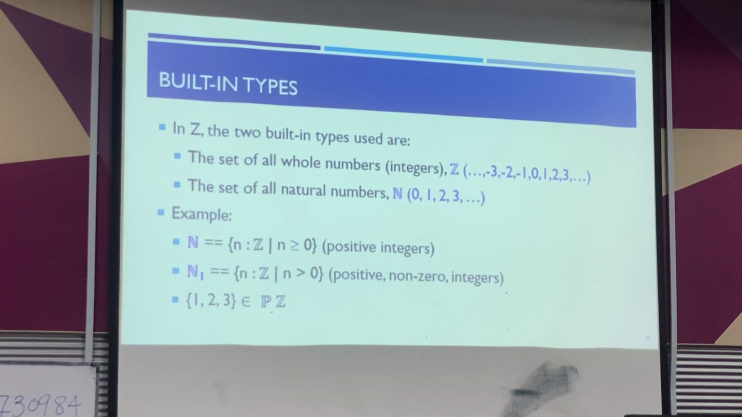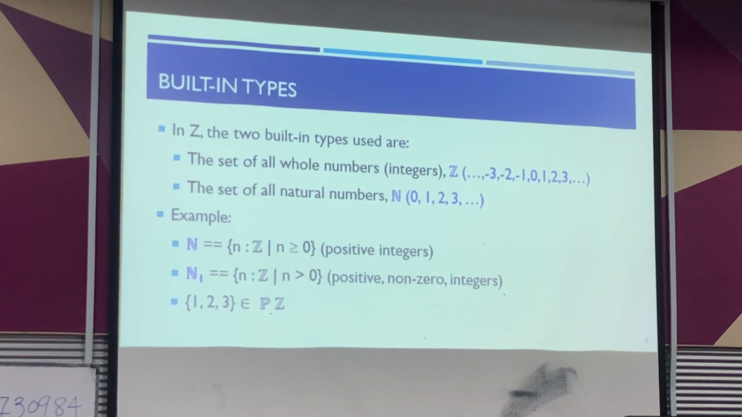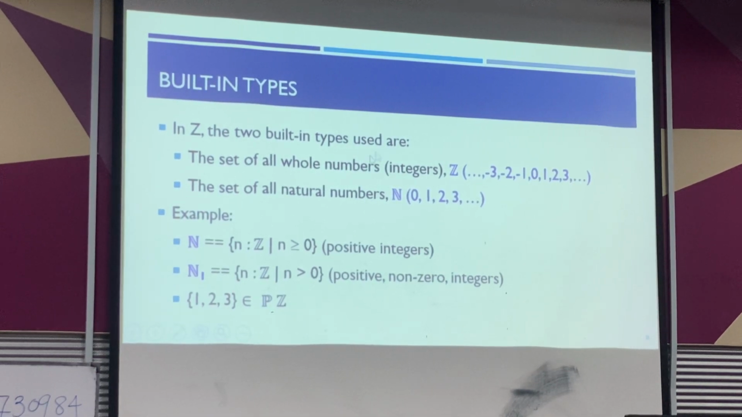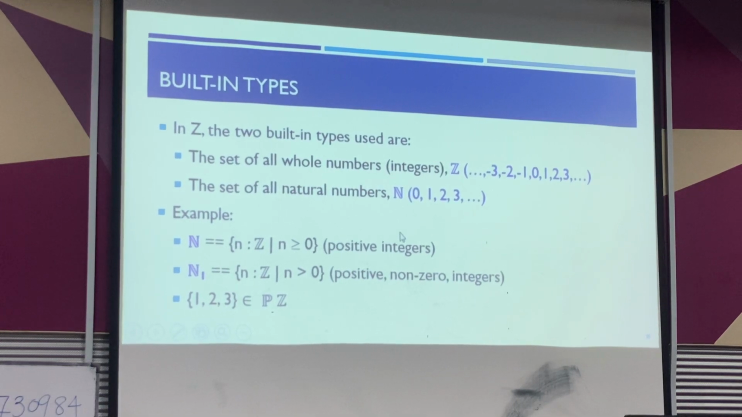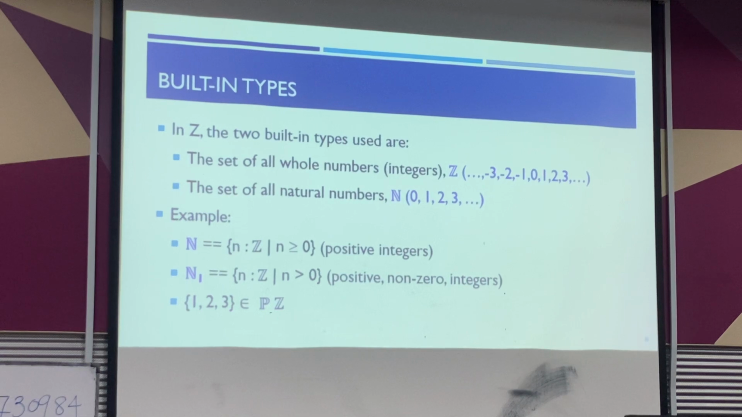When other people see Z or N, we know that is the integer number or natural number, and so on. So you don't need to tell other people what is Z or what is N, because it is built in already for our Z schema. You can simply use it with your Z schema later. So built-in means Z and N only. No Q, no R, whatever. Don't use others except Z and N.